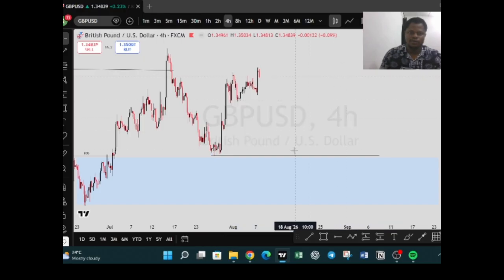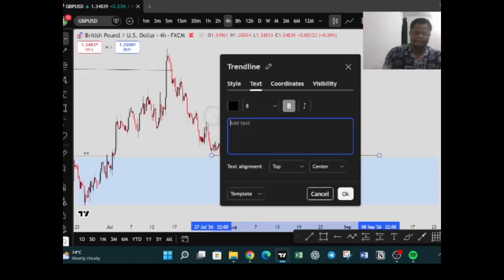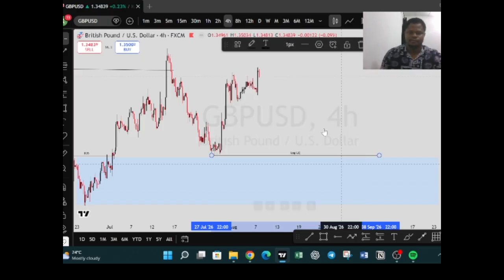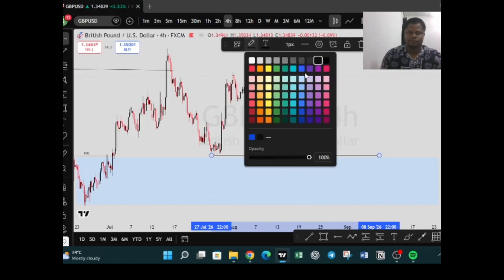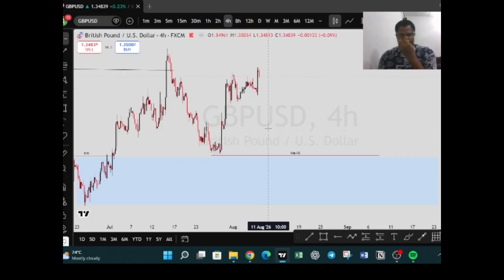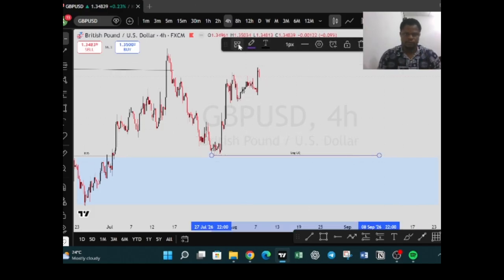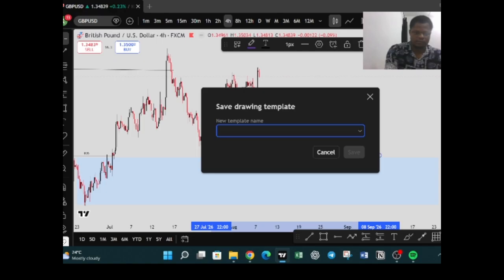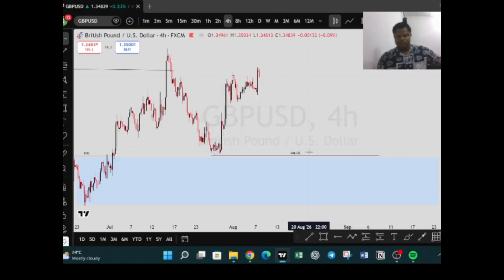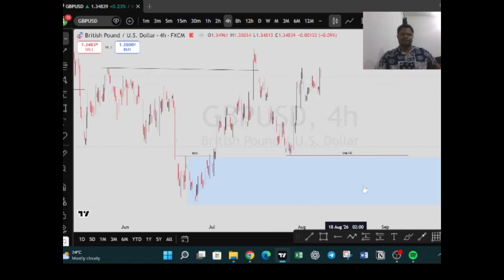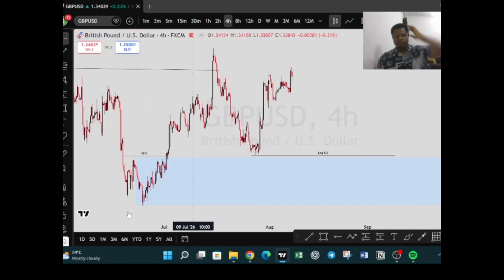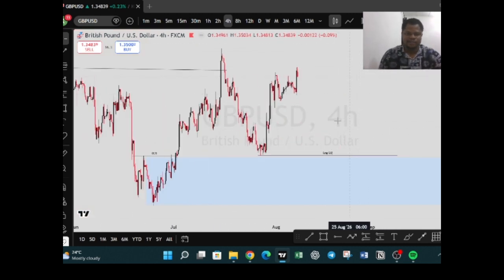Yes, no, we don't have it. Let me create it. So we have engineered liquidity below this low. Let me save it. So we have engineered liquidity below this low. So what we are expecting now is that price will come up here, tap into this place, so that we can continue buying. Now look at where it gets tricky.